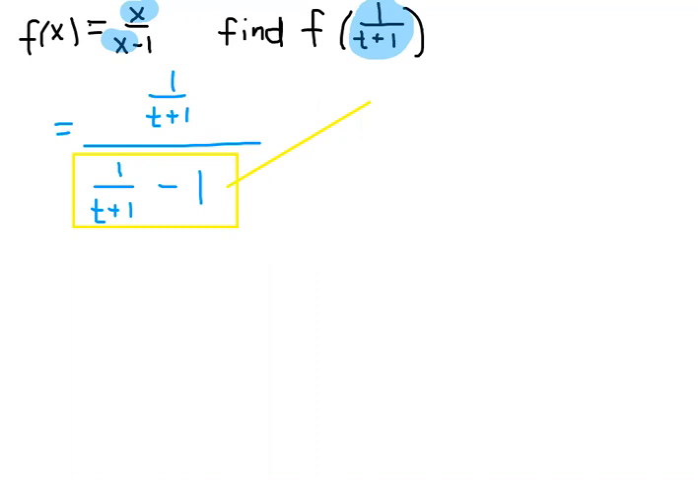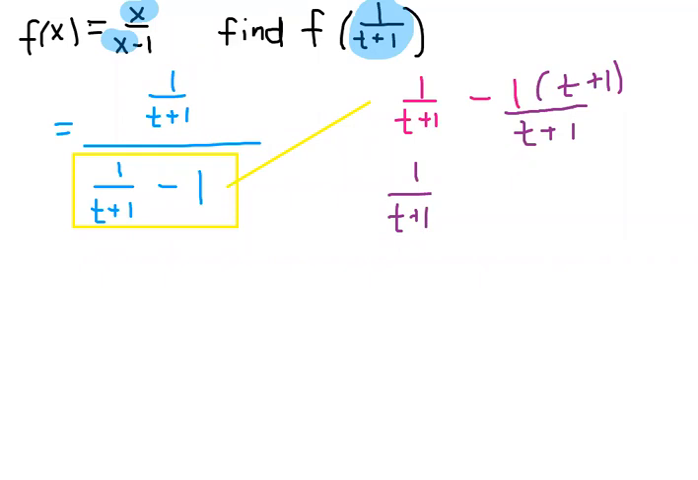So 1 over t plus 1 minus 1. I do have a denominator of t plus 1, so I can go ahead and just give my 1 a denominator of t plus 1, but I also have to do a t plus 1 in the top, just again to make it still say the same value, it just looks different in its representation. So then what we have is 1 over t plus 1 minus t plus 1 over t plus 1.